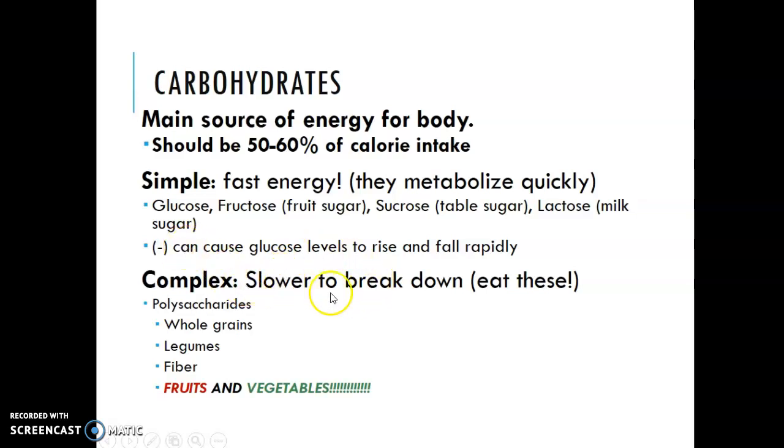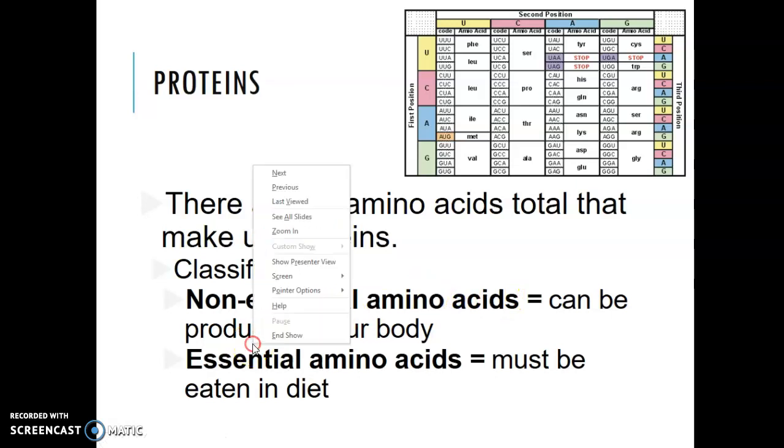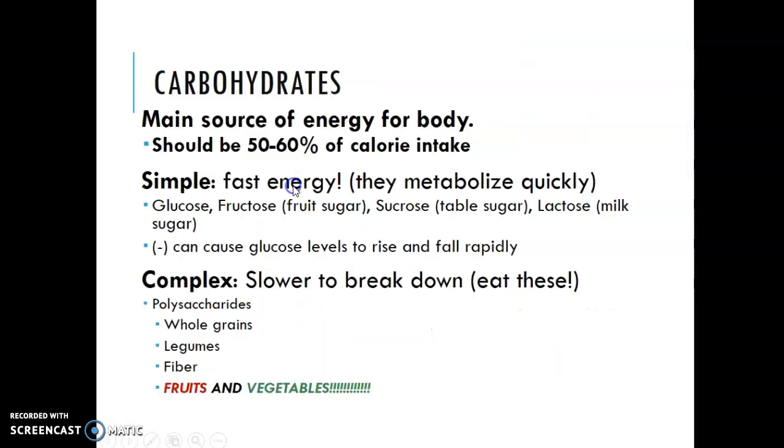So complex carbohydrates are the ones that we want to be consuming. You want to eat these. These are our polysaccharides, many sugars put together. So they're bigger, and so they're harder to break down for our body. So we don't use them up as fast, and so we'll feel fuller longer. So we're not going to overeat these as much.